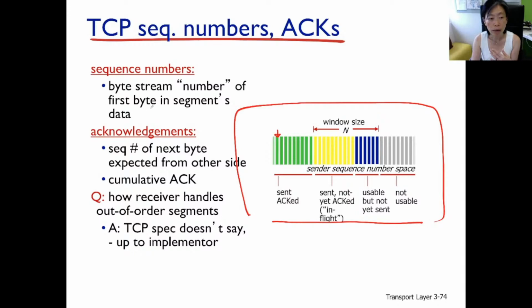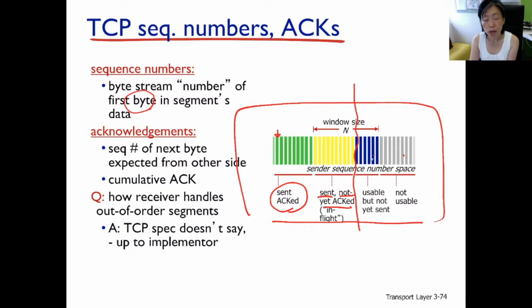But now we are counting bytes instead of packets. So each of these are what? Bytes. So we have green bytes, yellow bytes, blue bytes, and gray bytes. But similarly to Go-Back-N, the green bytes are what? The bytes that are already sent and acknowledged. Yellow ones are the bytes sent and not yet acknowledged.